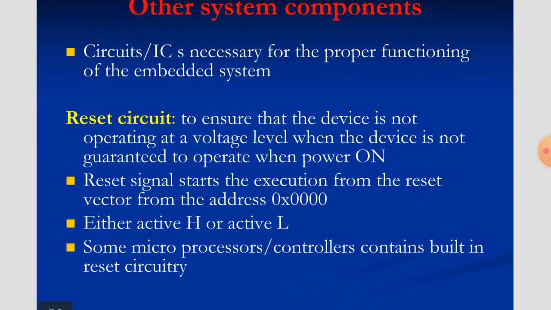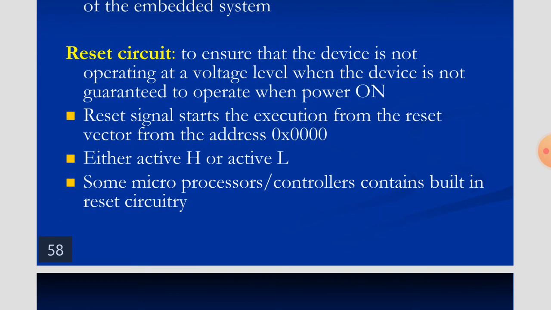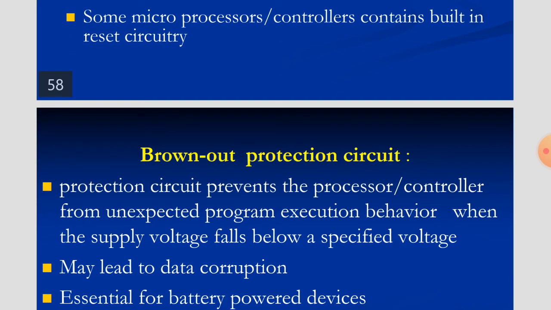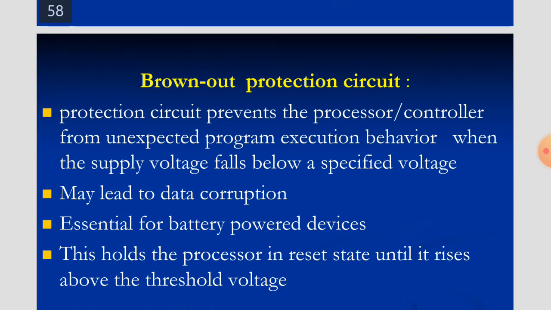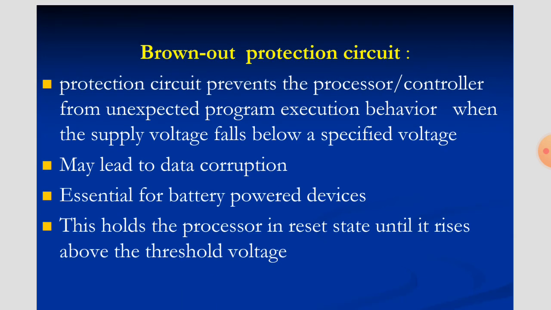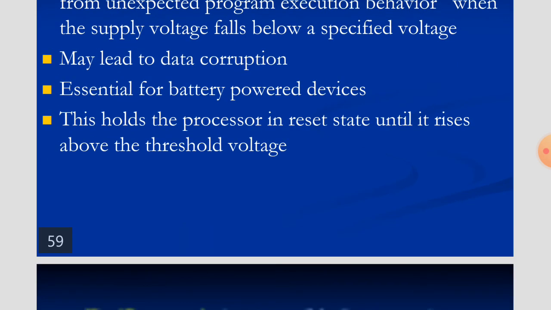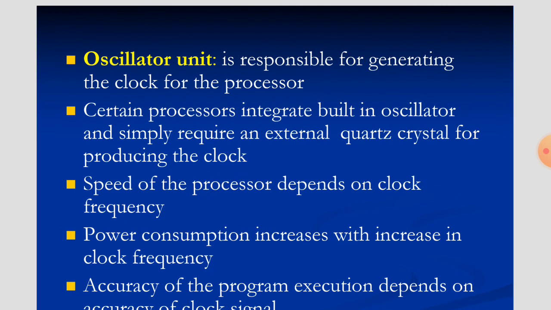And you need some other components like circuits. You need reset circuits to reset your systems and to control the execution of your program. You should have brown-out protection circuits to avoid data corruption. It is very essential for battery powered devices. And you need an oscillator unit, which is responsible for generating the clocks for the processors, and it determines the speed of the processors.